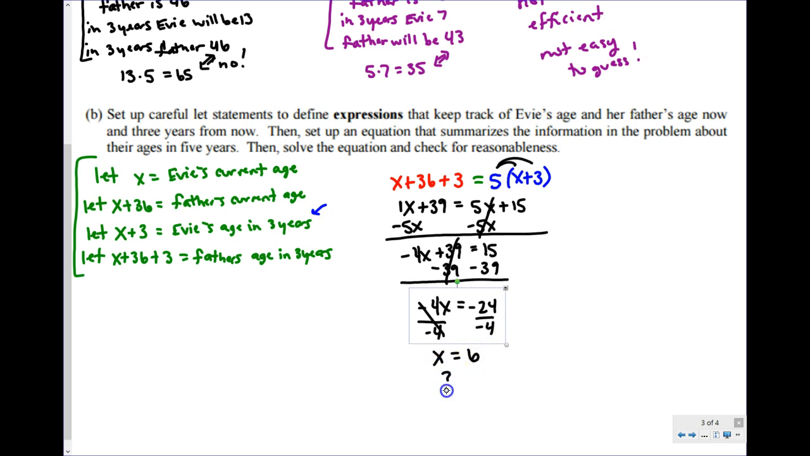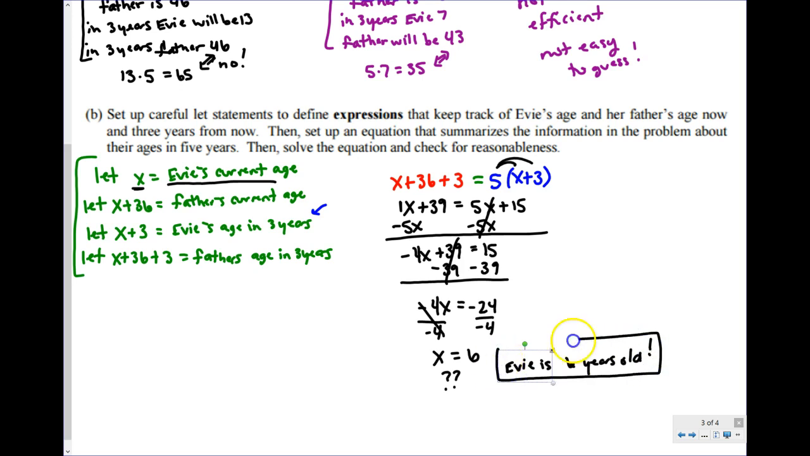Now, what does this mean? Well, let's go back to our variable. What does x equal? x is equal to Evie's current age. So, how old is Evie? Evie is 6 years old. Okay? So that's my answer. Alright?